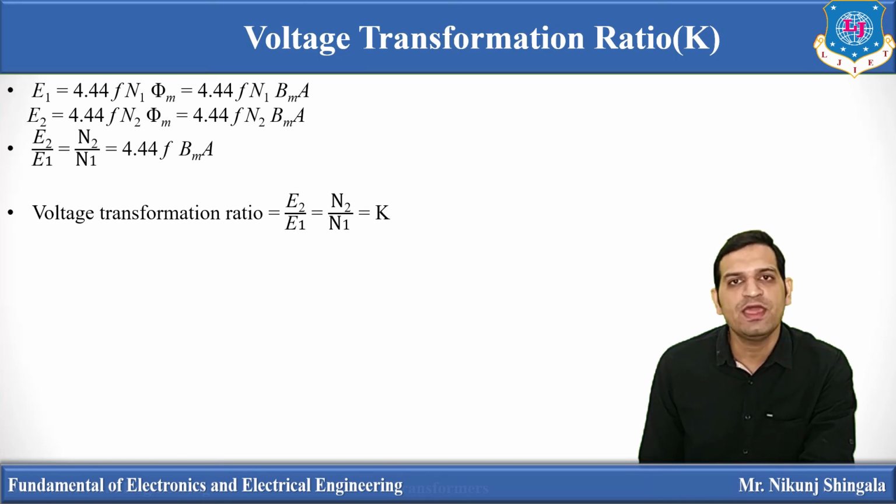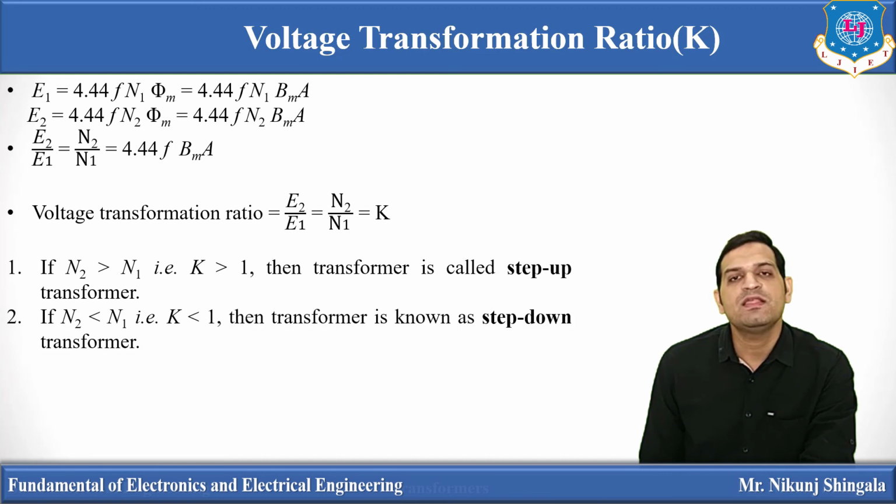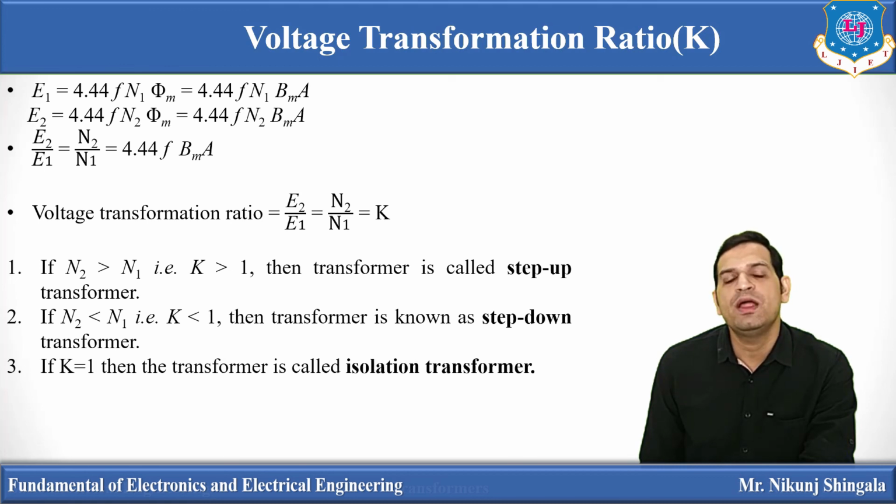Based on the value of K, we can define the transformer as a step up transformer, a step down transformer, or an isolation transformer. If N2 is greater than N1, then K is greater than 1, and the transformer is called a step up transformer, meaning the secondary voltage is higher than the primary voltage. If N2 is less than N1, then K is less than 1, and the transformer is known as a step down transformer, meaning the primary voltage is higher than the secondary voltage. And if K is equal to 1, then N1 is equal to N2 and E2 is equal to E1, so the primary and secondary voltages are equal, and that transformer is known as an isolation transformer.